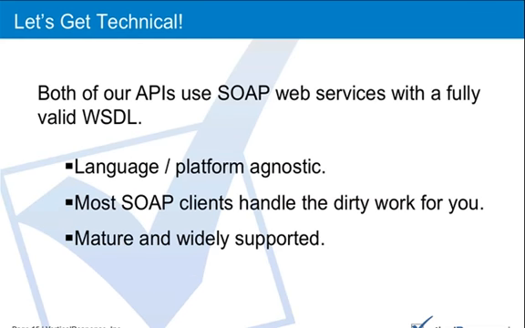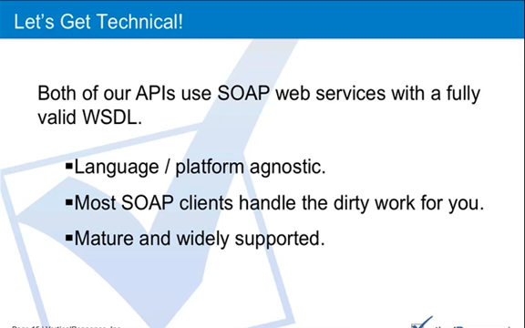Both of our APIs use the SOAP Web Services protocol, and it has a fully valid WSDL. The benefits of this are, of course, that it's completely language and platform agnostic. I don't care if you're using C# on Windows 7 or if you're using Django running Python on CentOS. It doesn't really matter. Both of those have client libraries that will take that WSDL, turn it into code that you can use right away and do all the dirty work for you.